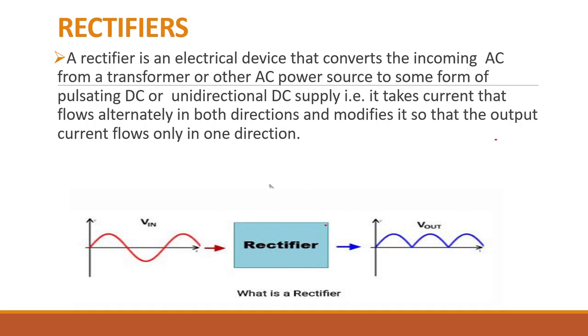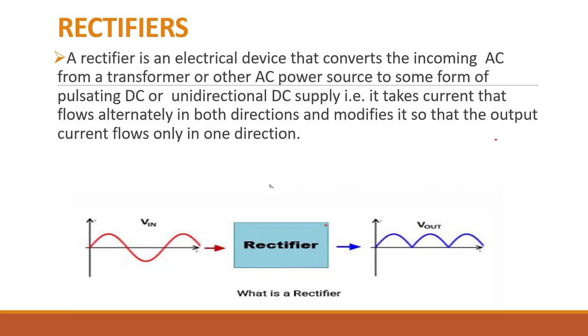The rectifier is an electrical device that converts the incoming AC from a transformer or other AC power source to some form of pulsating DC or unidirectional DC supply. That is, it takes current that flows alternately in both directions and modifies it so that the output current flows only in one direction.